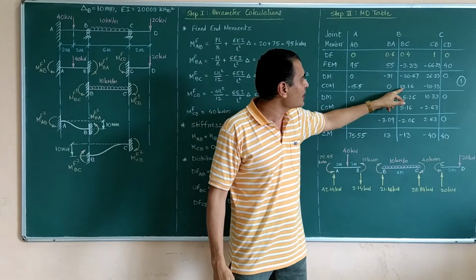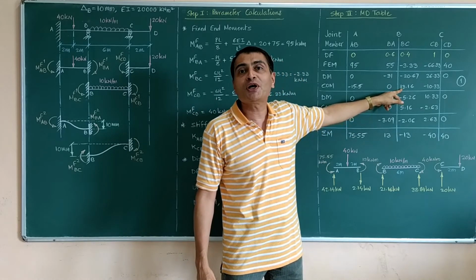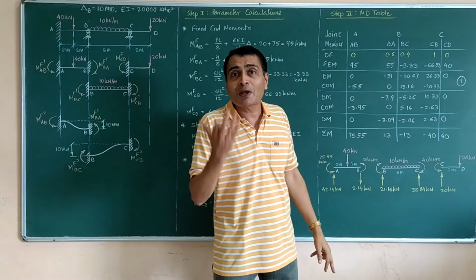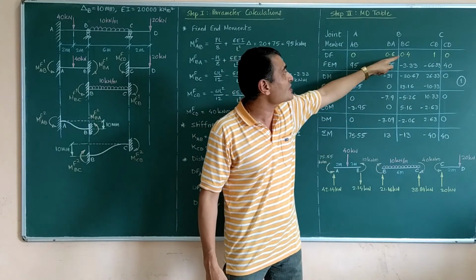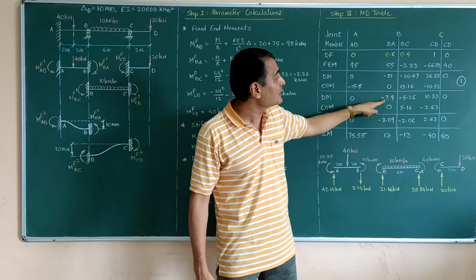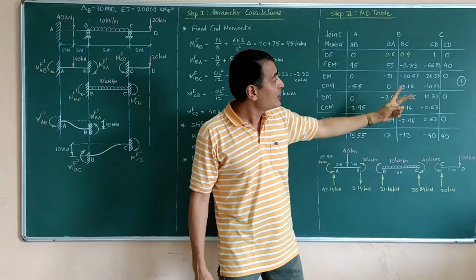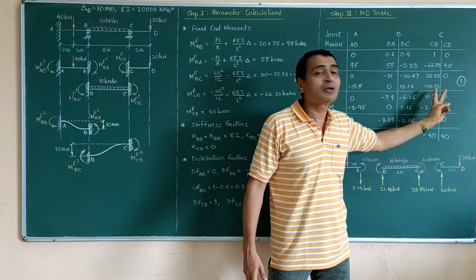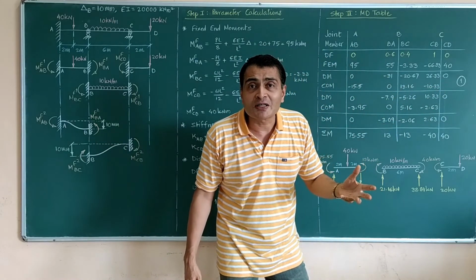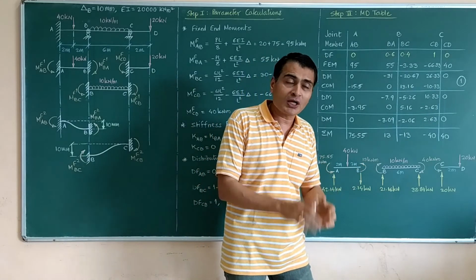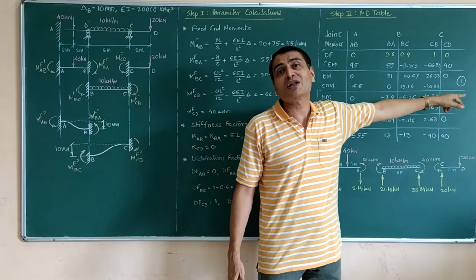Again I observe imbalance. There is an imbalance of positive 13.16. So I apply negative 13.16, which gets distributed as 60% and 40%, that is minus 7.9, minus 5.26. Here I observe an imbalance of negative 10.33. So I apply positive 10.33. It gets distributed as 100% and 0%.